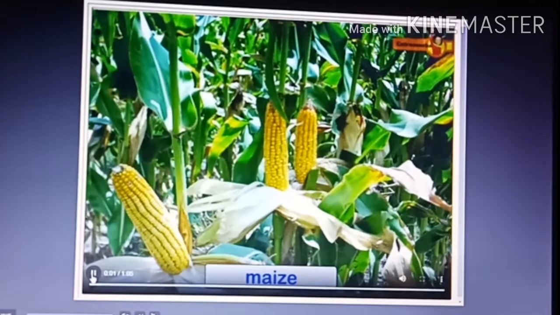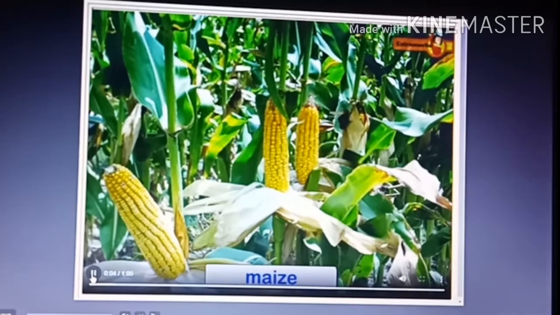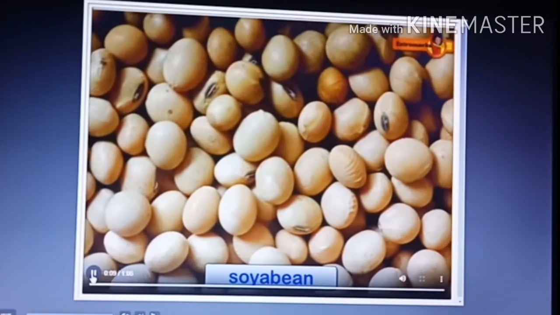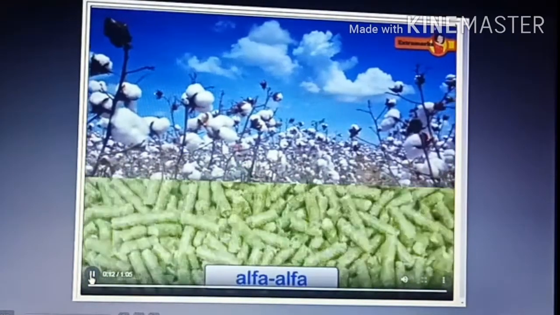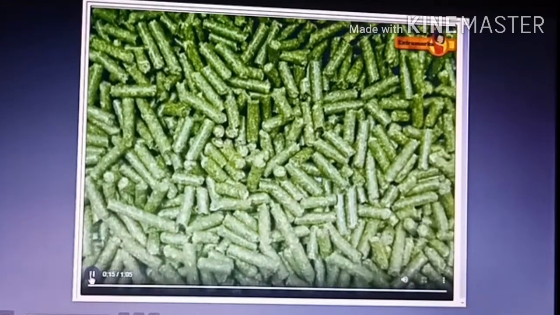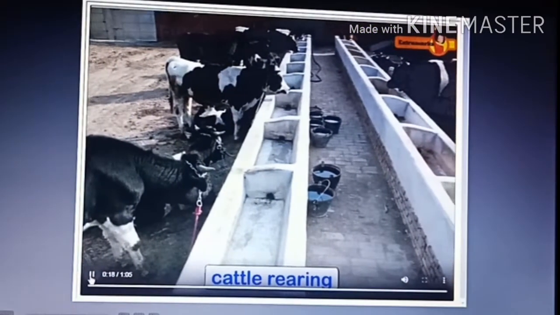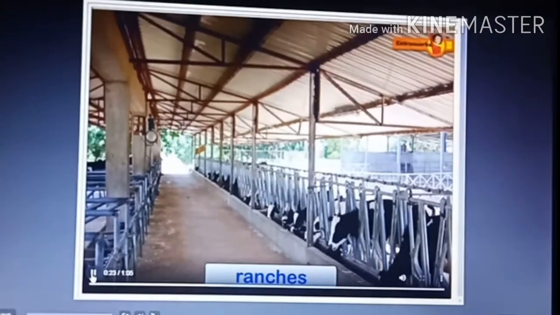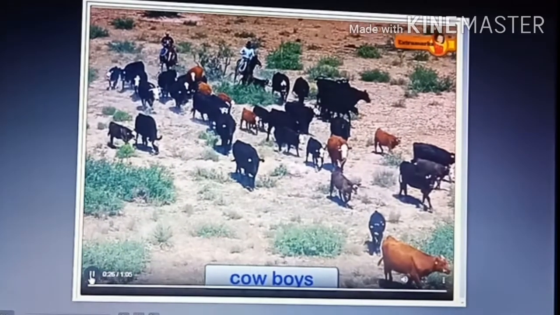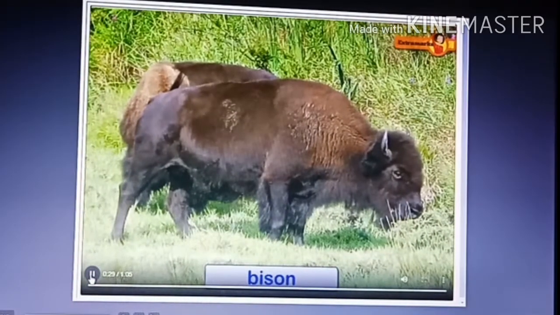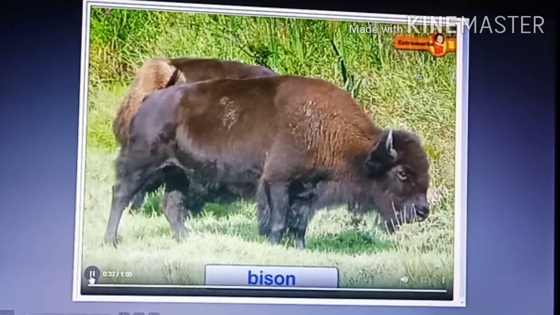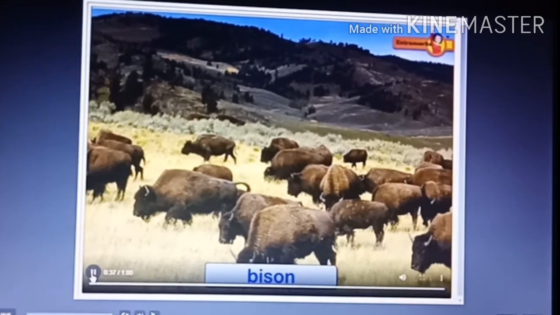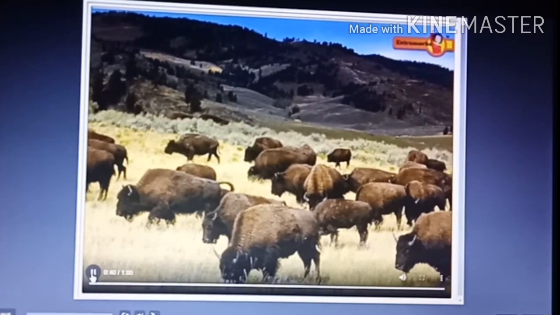The major crop of this area is maize. Other crops such as potatoes, soybean, cotton, and alfalfa are also grown. Grasses are suitable for cattle rearing. Large cattle farms called ranches are looked after by sturdy men called cowboys. Bison or the American buffalo is the most important animal of this region. It nearly got extinct due to its indiscriminate hunting. Now, it is a protected species.